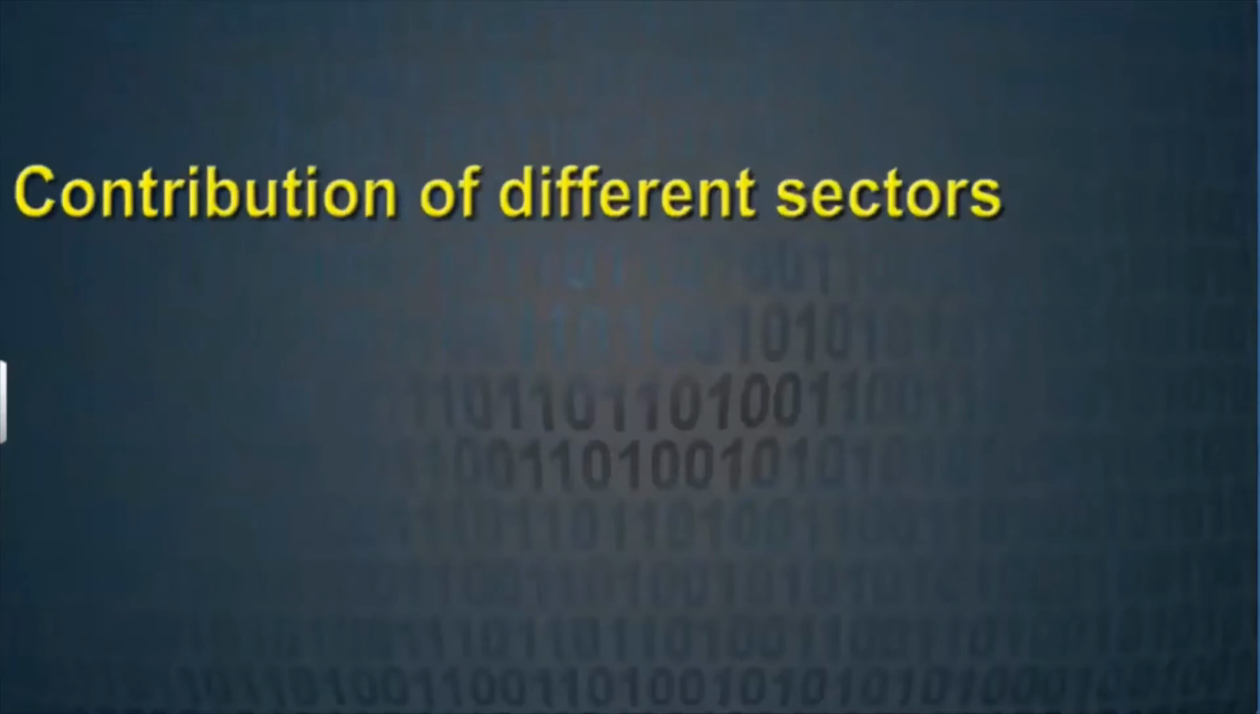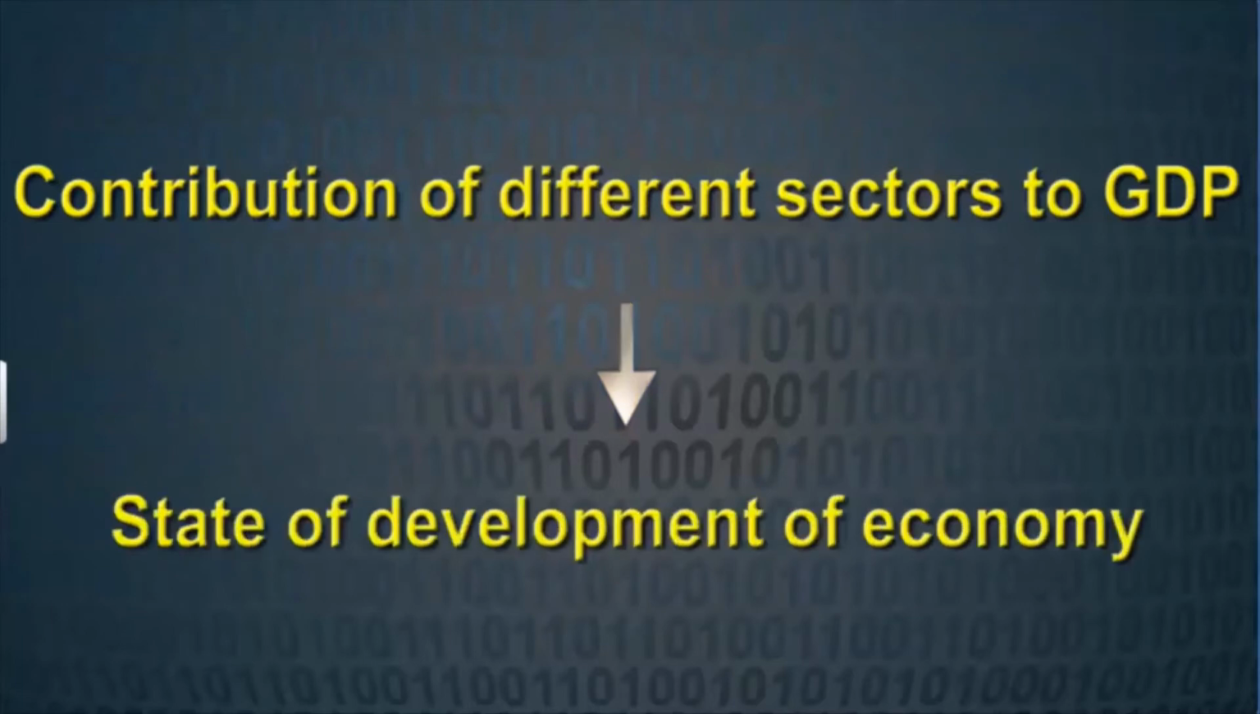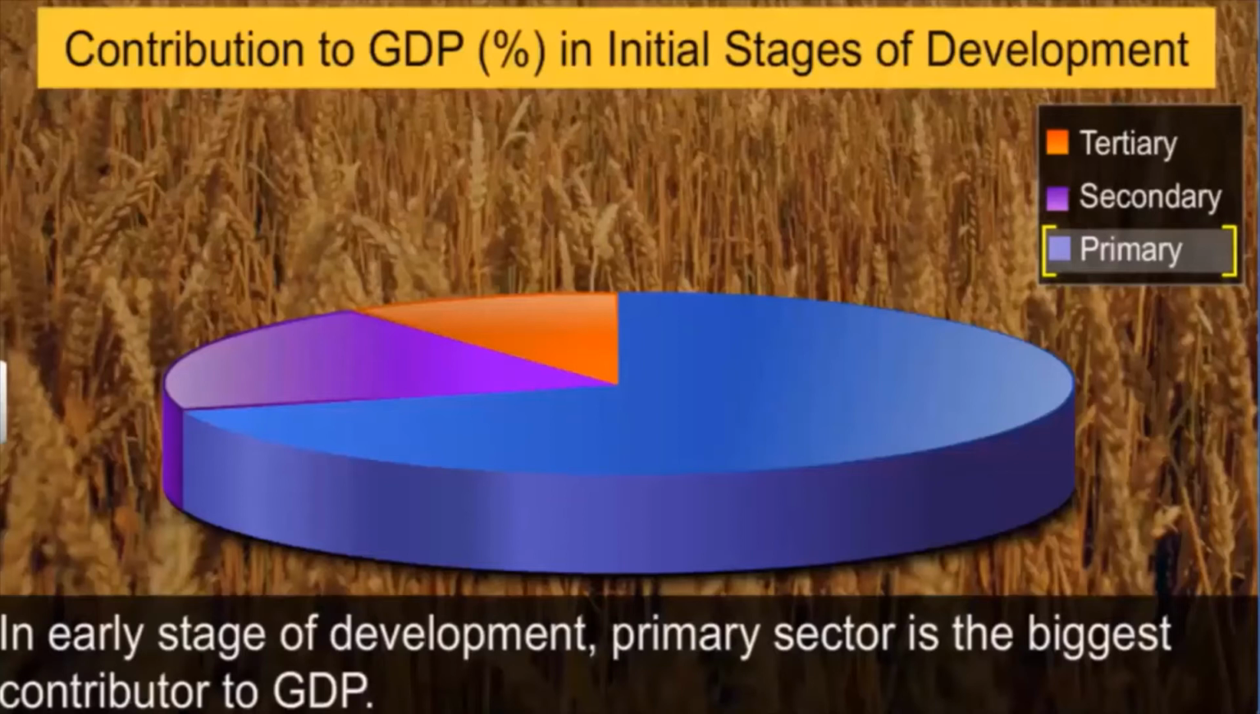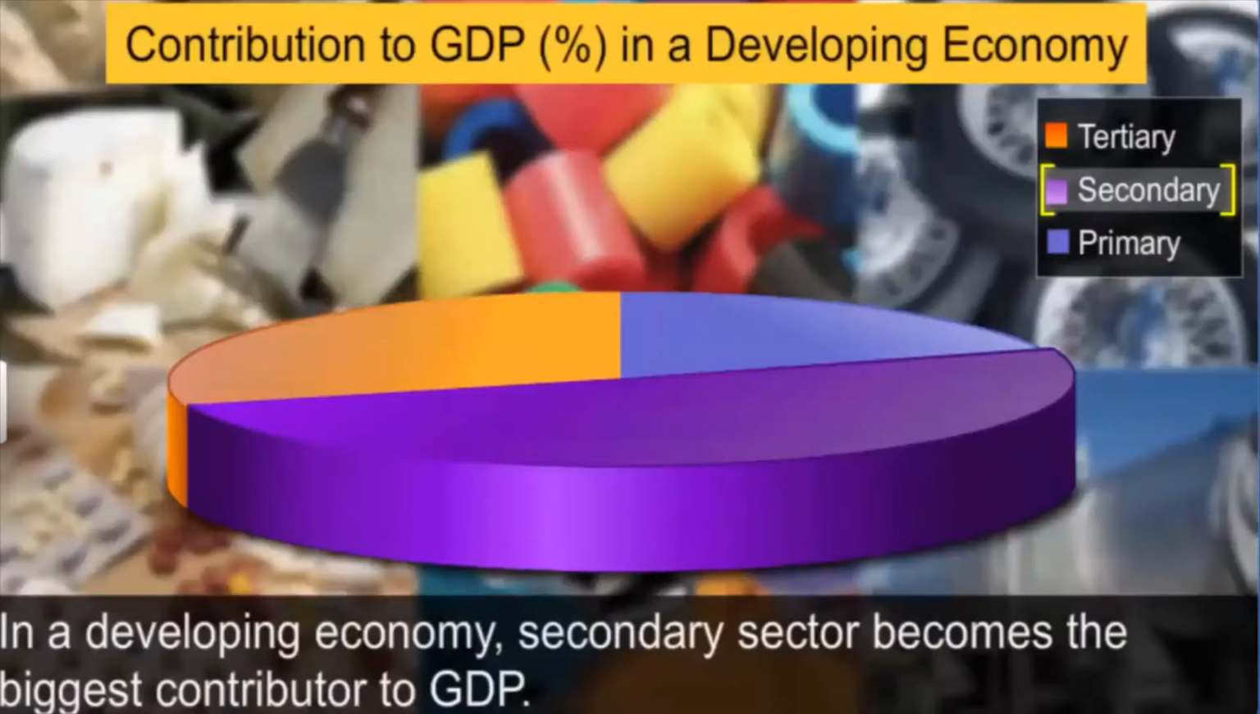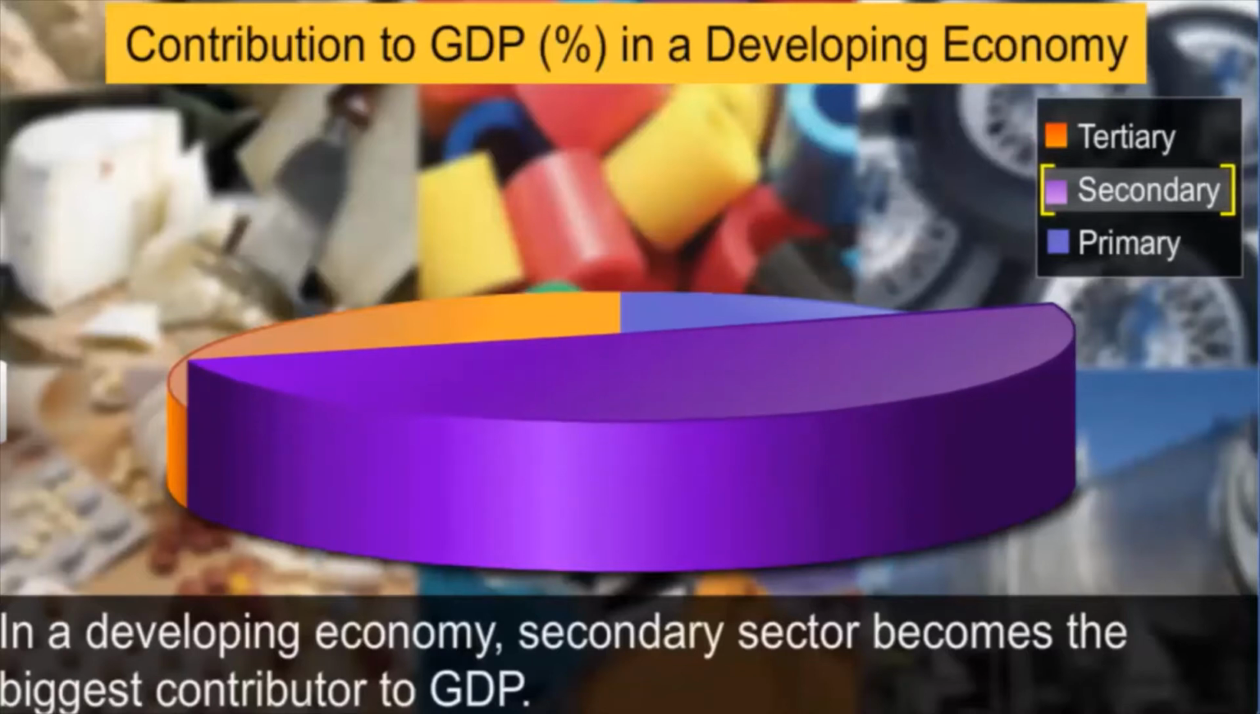Statistical data reveals that the contribution of different sectors to the GDP of a country depends on the state of development of that country's economy. An economy starts developing based on natural resources and products. Thus, at the initial stage of development, the primary sector is the biggest contributor to GDP. In a developing economy, industrialization creates fresh job opportunities and people start using more and more manufactured goods. This is the phase where the secondary sector becomes the biggest contributor to GDP.